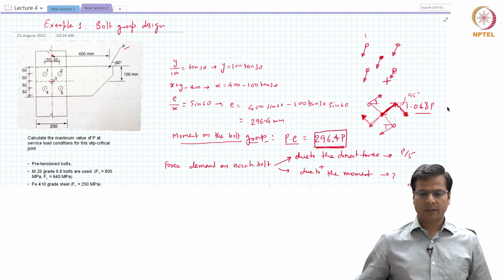Let's look at bolt 1. In bolt 1, direct force is in this direction. The force due to the moment is in this direction. So, the net effect will be small because they will try to cancel each other out. They are almost in the opposite direction.